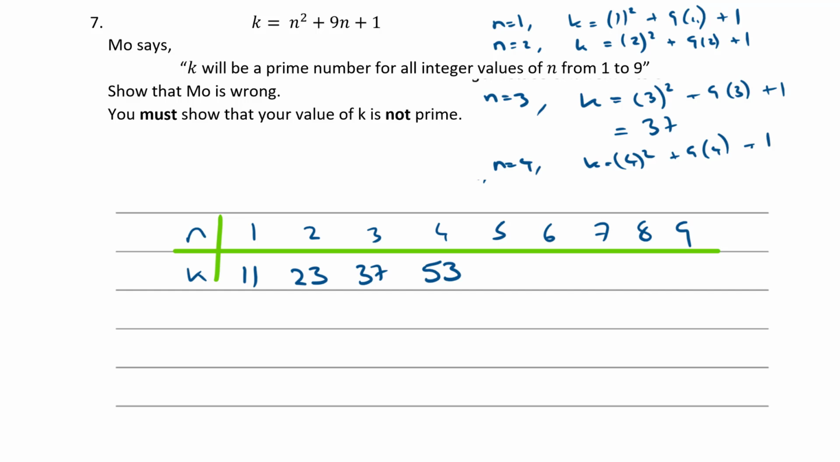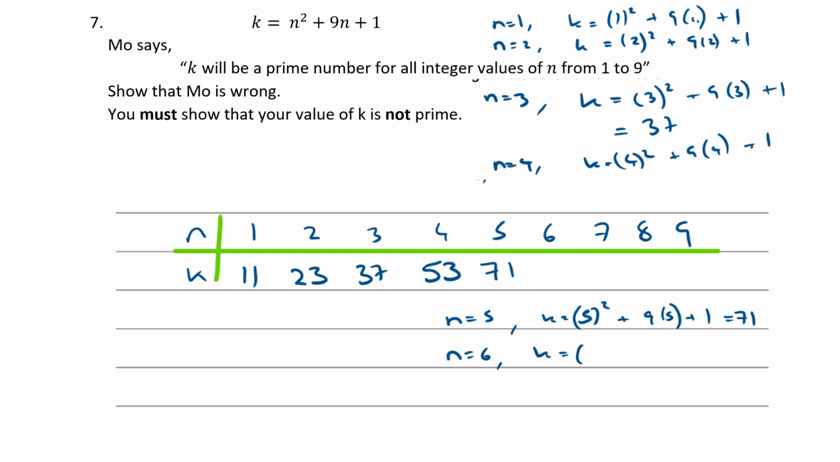5. So what have we got there then? k is equal to 5 squared plus 9 lots of 5 plus 1. So 25 and 45, 50, 70 plus 1 is 71. 71 prime. I think it might be. So what else have we got?